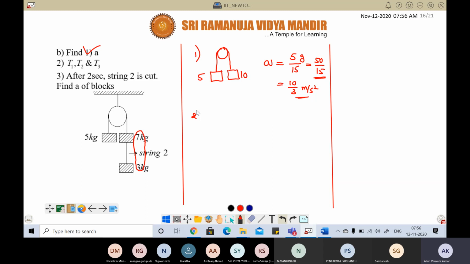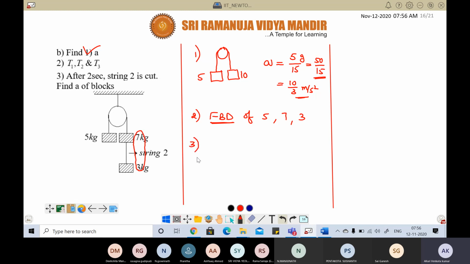Now the second part, just now I told, draw the free body diagram of the blocks and then you can calculate. Free body diagram of 5 kg, 7 kg and 3 kg individually, and you'll have 3 equations, and in those 3 equations if you substitute the acceleration you'll get T1, T2, T3. Next, after 2 seconds string 2 is cut, find the acceleration of the blocks, third part.